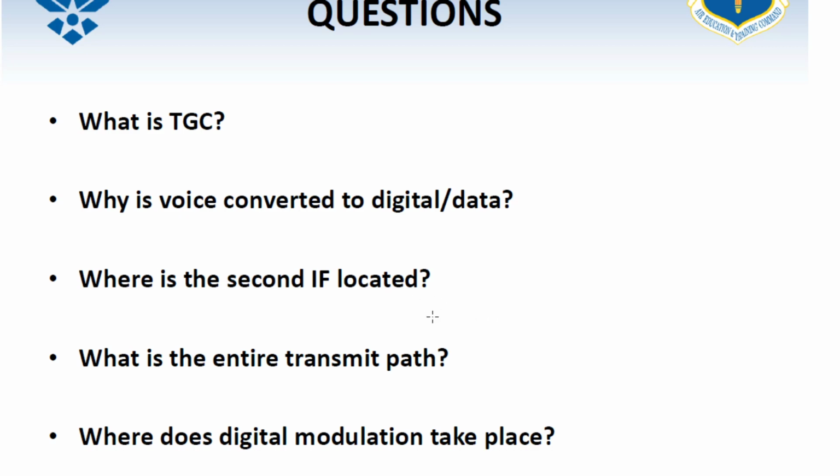Where is our second IF located? So our first IF was located right after the A2, A1, and it was 240 kilohertz. Where is the second IF located?